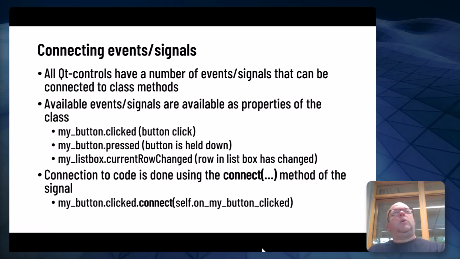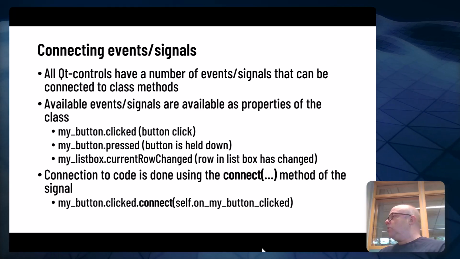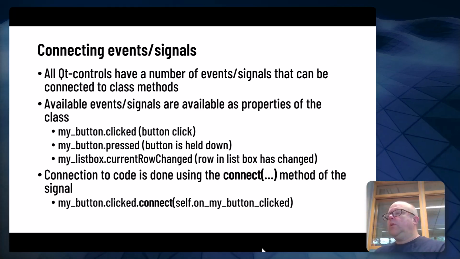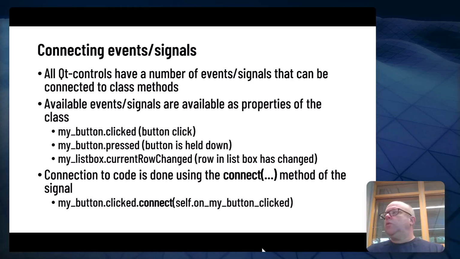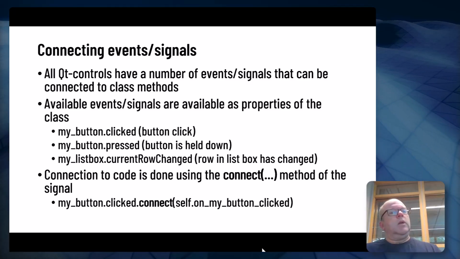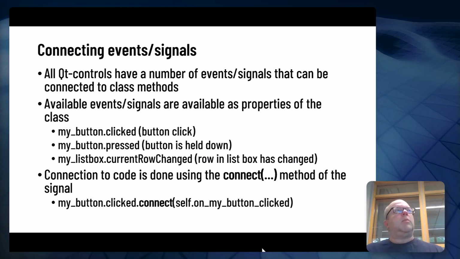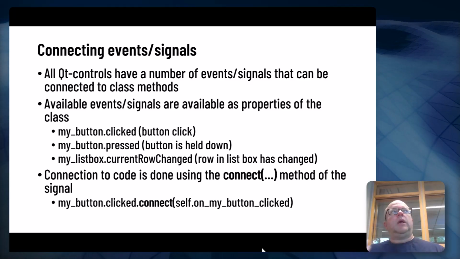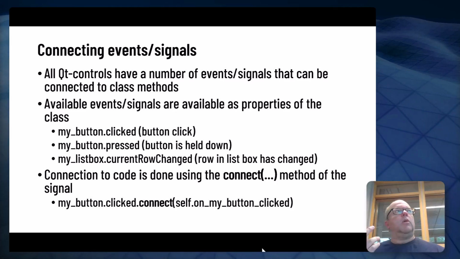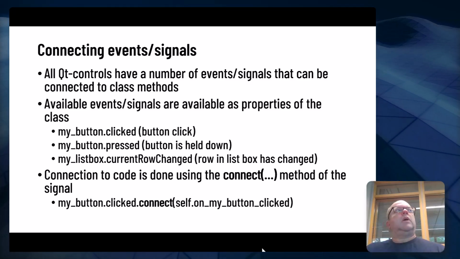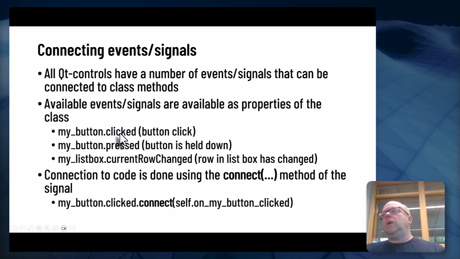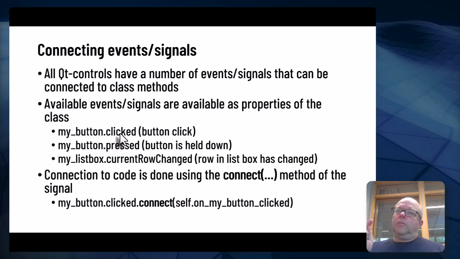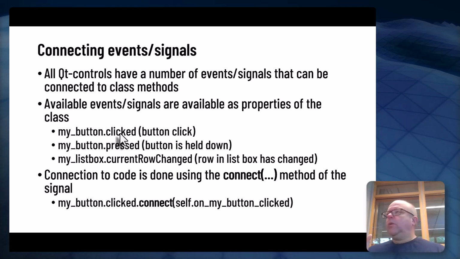So next, we have a button. We can press the button, but nothing happens. To be able to interact with the user interface and your code, you need to connect the button to your code in some way. Every Qt control has a number of events or signals that can be connected to other classes or functions. For example, the button has a clicked signal. When a button has been clicked, that is, the mouse has gone down and up, that is a click event.